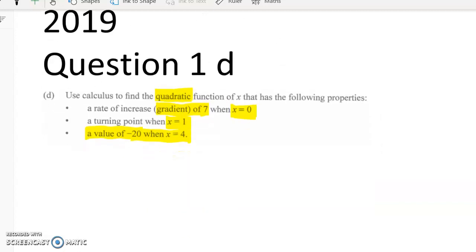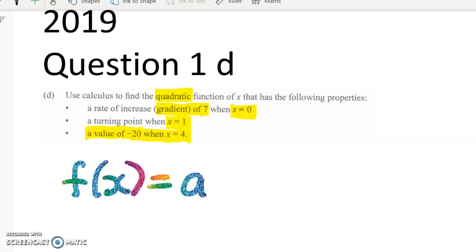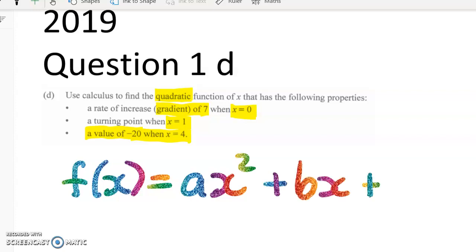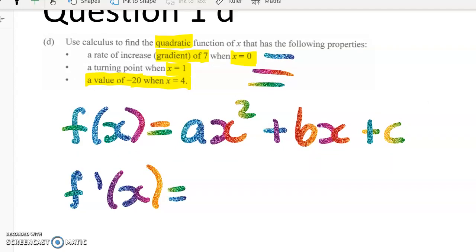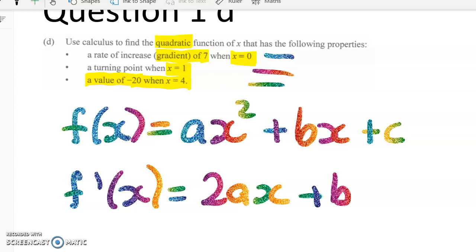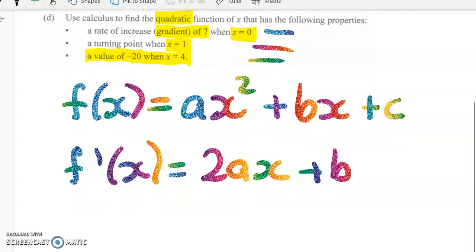I just started by saying, well, what's the most general form of a quadratic? And it's ax squared plus bx plus c. Now we turn each of these into an equation and we solve them. And we're probably going to end up using some little simultaneous equations along the way. So the first thing to do, especially because I'm sitting in a calculus exam, possibly feeling like I don't know what's going on, is to write 2ax plus b. That's my gradient function.